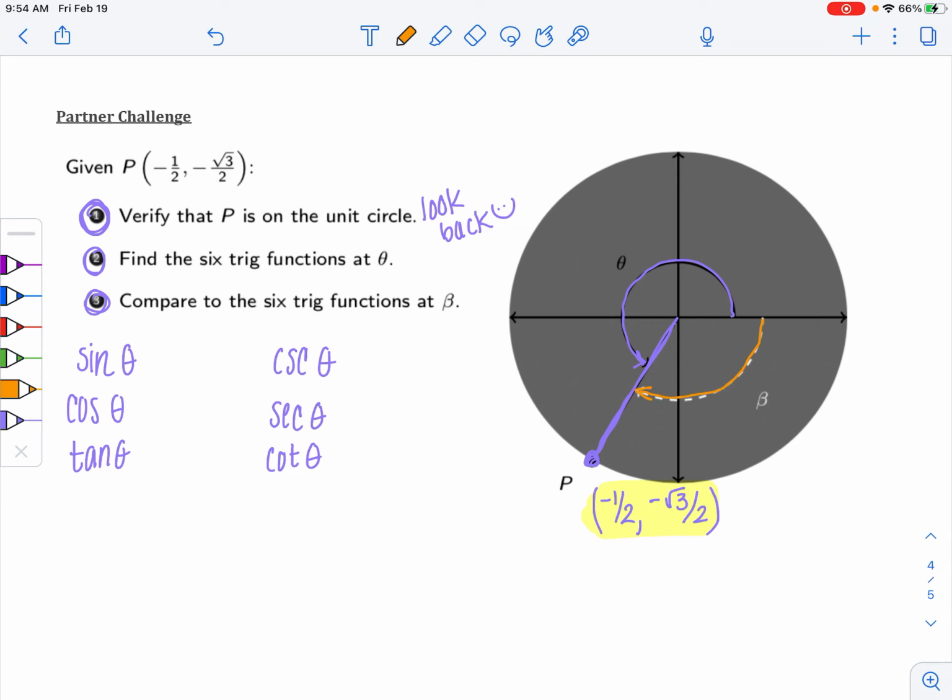Again, all of this was mentioned in the video. So if this is the one partner challenge you ever participate in, do it. I have told you how to do each of these parts in this video. Good luck. I will check this in class. And this is day 4.